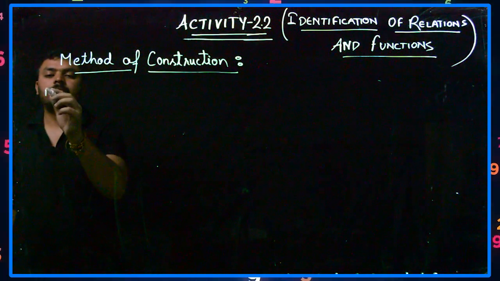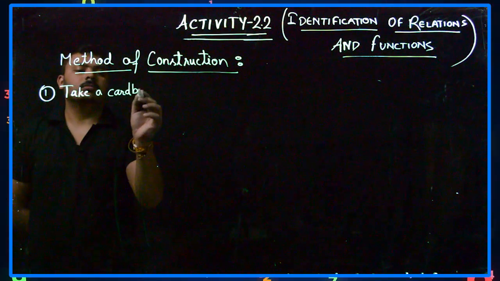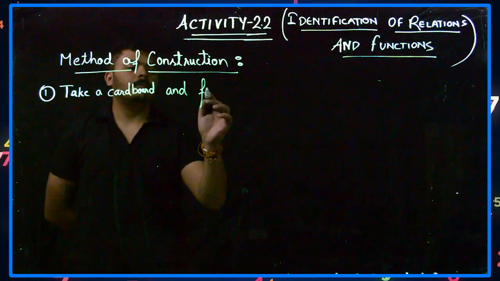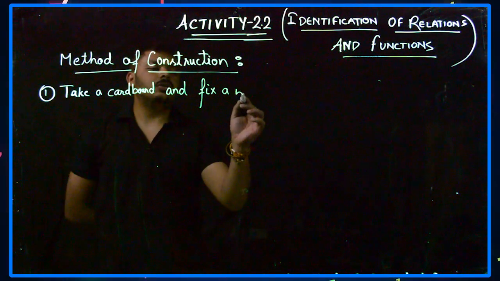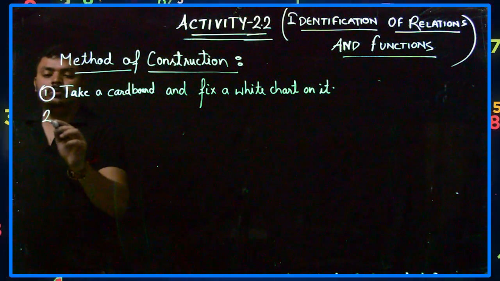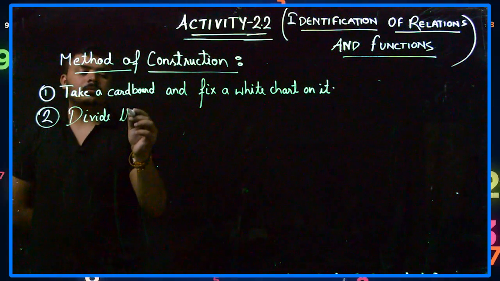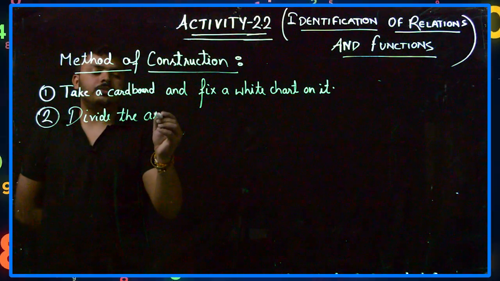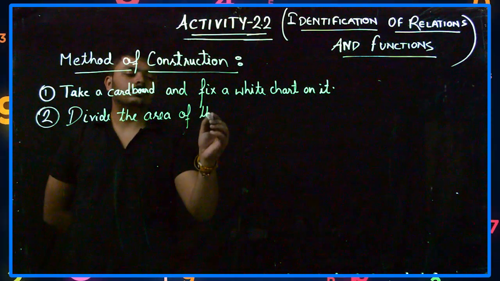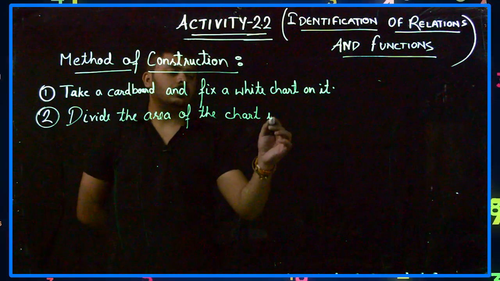Step 1. Take a cardboard and fix a white chart on it. Step 2. Divide the area of the chart into 4 parts.